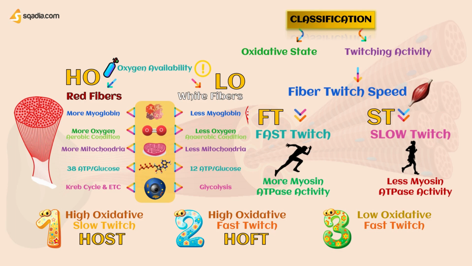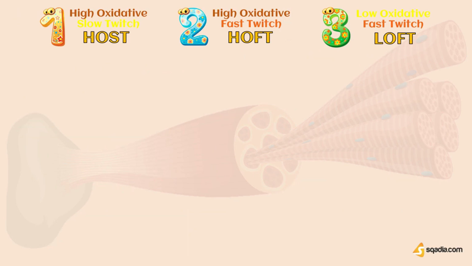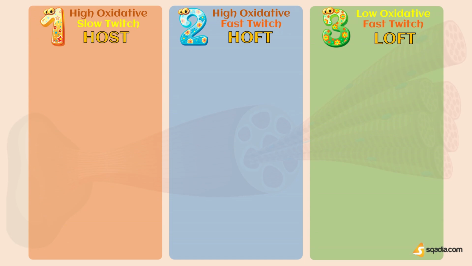But these fibers don't exist. So we will be moving towards low oxidative and fast twitch. So, LO and FT means loft. These are the three main skeletal muscle fibers. We will discuss them all together now.